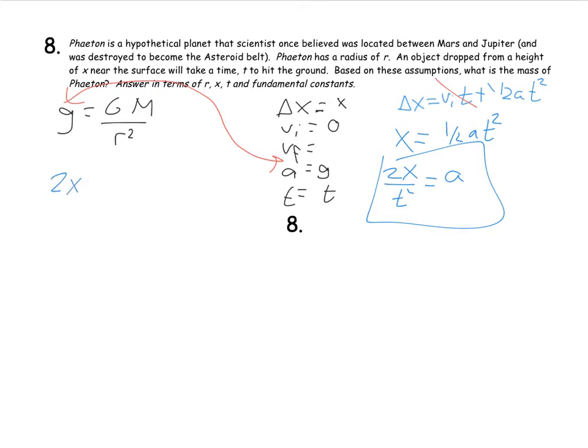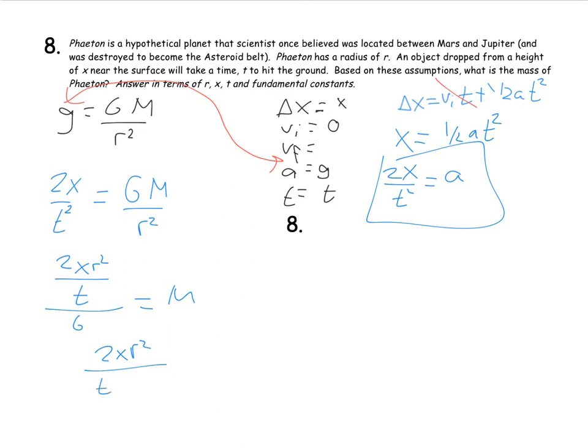I'm now going to take that 2x over t squared and bring it over to my equation for the acceleration due to gravity for little g. And I'm simply going to solve for m here. So I'm going to multiply both sides by r squared and divide by big G. So I get 2x times r squared over t squared, all over big G, is equal to m. But we can really simplify that either by reducing the double fraction or just keeping in mind that anything we divide by is going to be on the bottom. So that's what we're left with: 2x times r squared divided by G times t squared. That's what the mass of this planet would be.